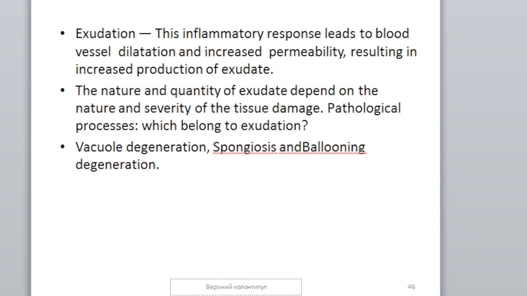Exudation. This inflammatory response leads to blood vessel dilatation and increased permeability, resulting in increased production of exudate. The nature and quantity of exudate depend on the nature and severity of the tissue damage. Pathological processes which belong to exudation: vacuole degeneration, spongiosis, and ballooning degeneration.